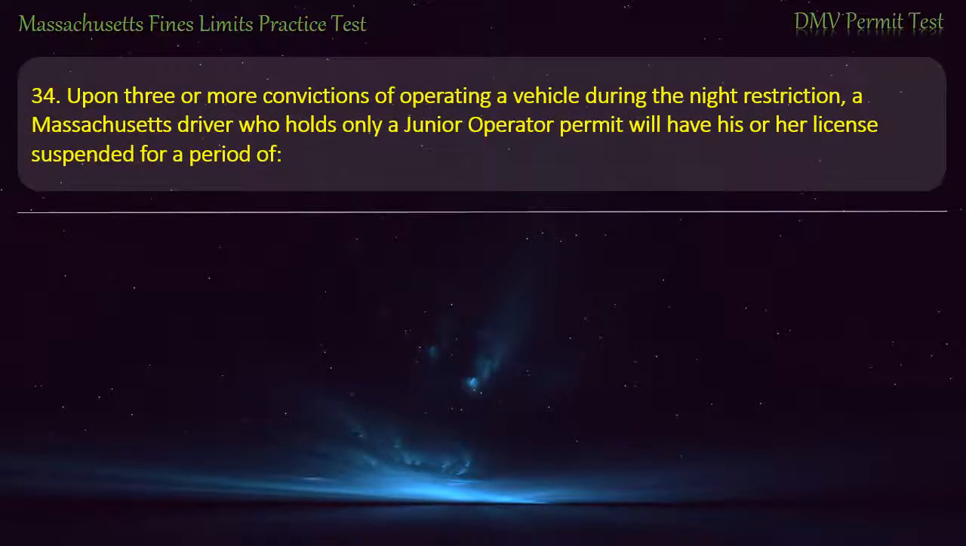Question 34. Upon 3 or more convictions of operating a vehicle during the night restriction, a Massachusetts driver who holds only a junior operator permit will have his or her license suspended for a period of 5 years, 2 years, 1 year, 6 months. Answer: 1 year.